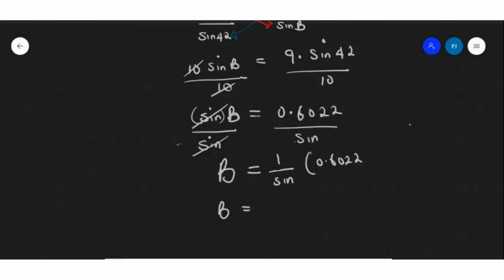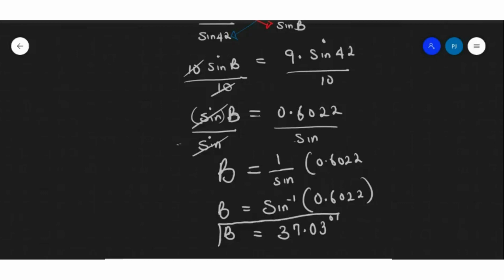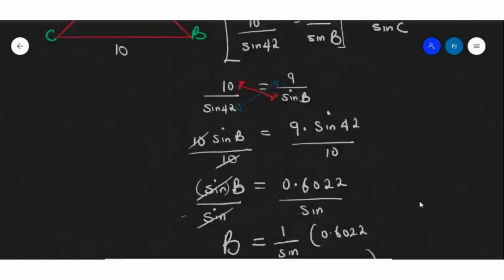So b equals, now let's have the negative sign, because I just want this to become inverse, sine to the power of -1 of 0.6022. I hope this is clearer now. So our b now becomes the sine inverse of that answer. You can always check that on your calculator. You have 37.03 degrees. So this is your final answer for b, right? We can go ahead and insert that on our triangle.